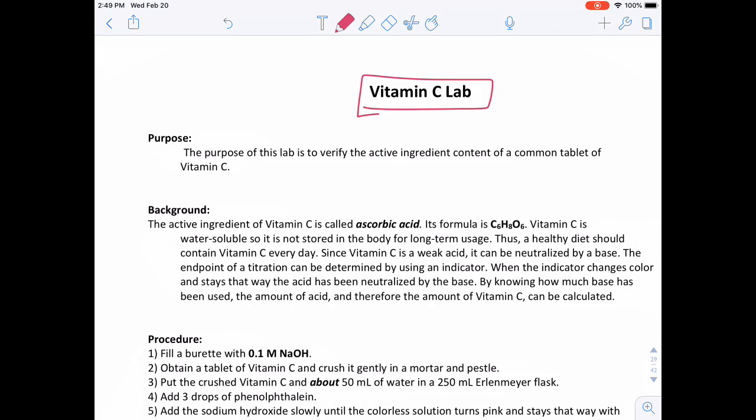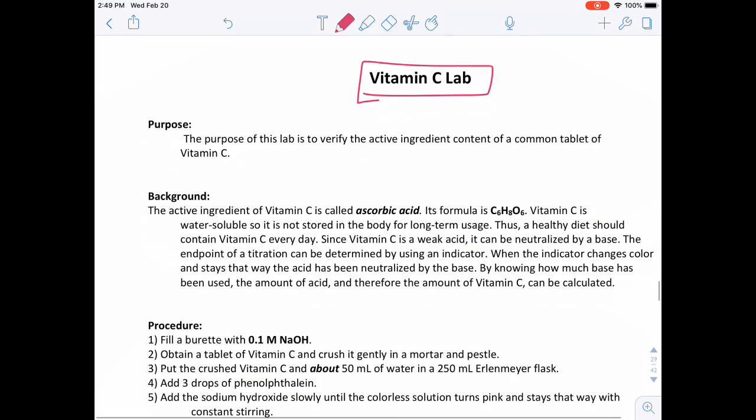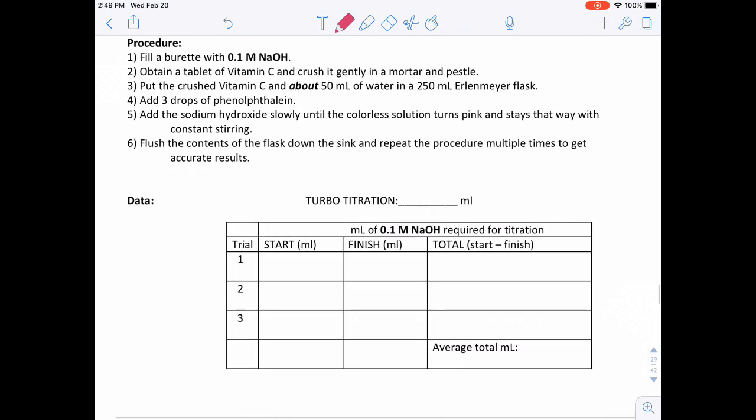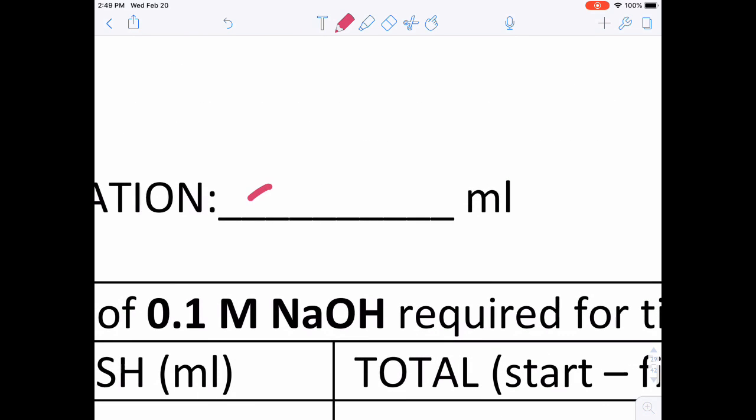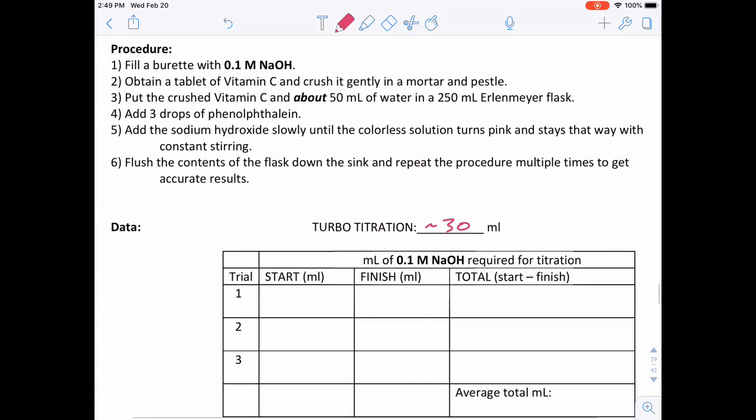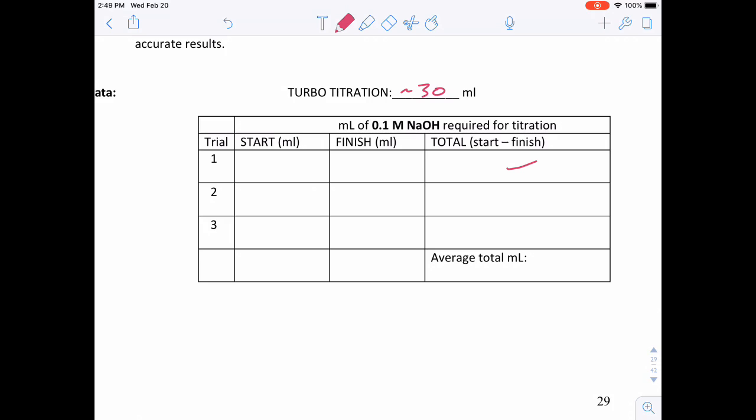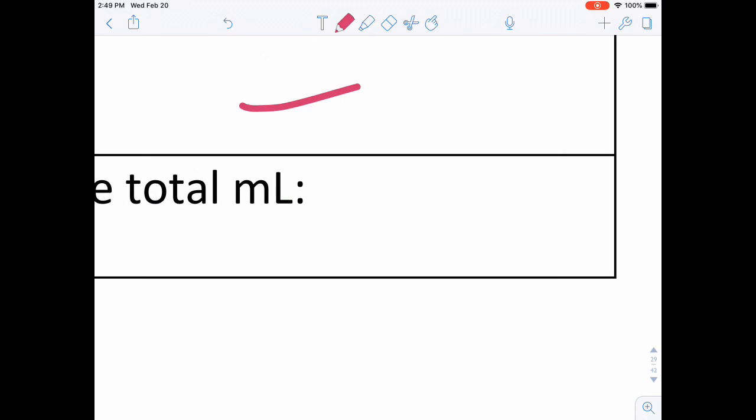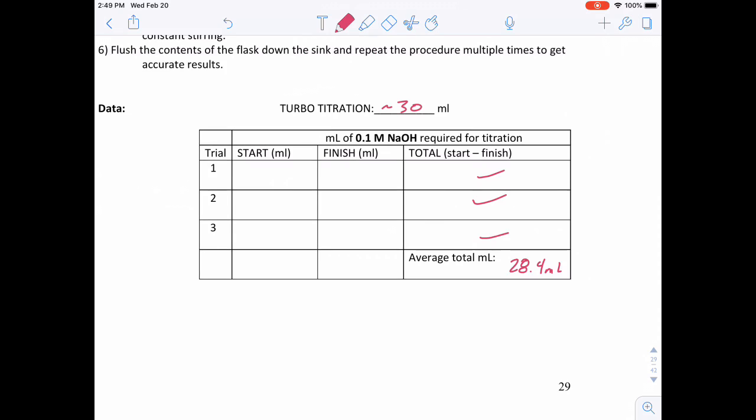We're going to solve for the vitamin C lab. The goal of this lab is to determine how much ascorbic acid is in vitamin C. So if I did a titration and got 30 milliliters, okay? I do my 3 trials, great. Let's say I get an average of 28.4, which ironically is exactly what you should get.